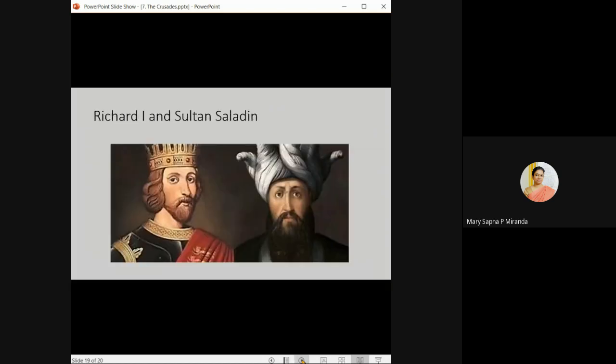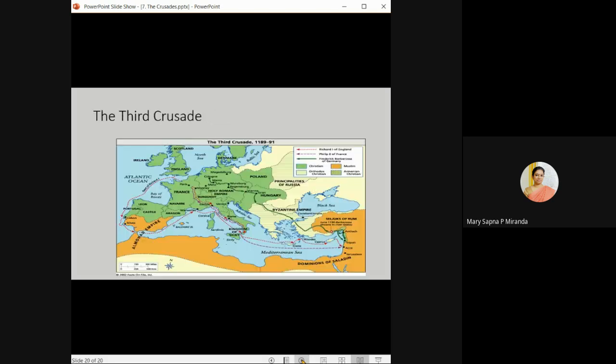Here we have the pictures of Richard I to the left and Sultan Saladin to the right. So now here we can see the route map of the Third Crusade, which was led by Richard I. So the first navy on the Mediterranean was that of Richard the Lionheart. So he traveled all the way because of this very strong navy that he had. So instead of traveling overland, he took the water route. So the third crusade is in a way different from the other crusades that were fought.